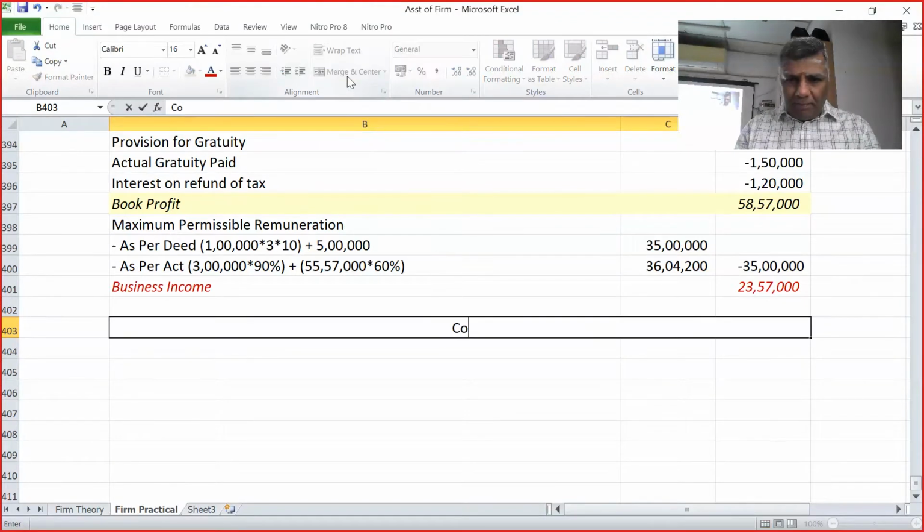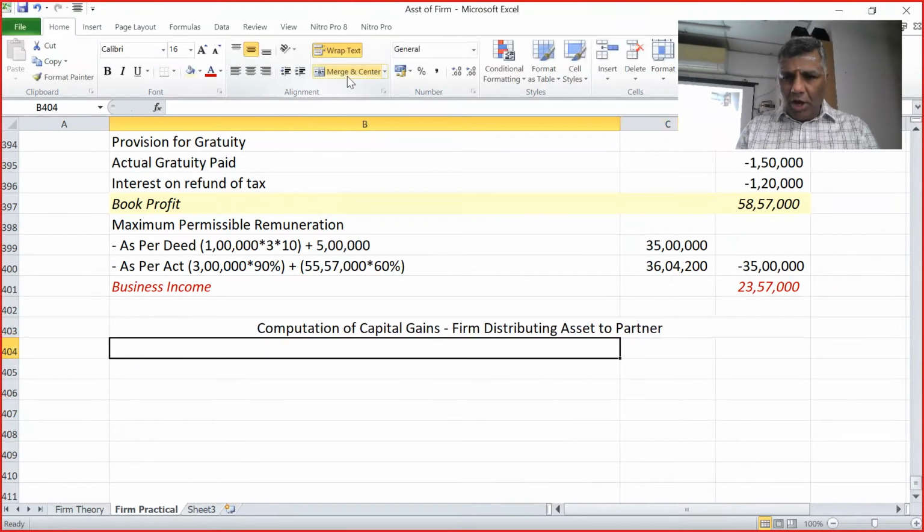Computation of capital gains, firm distributing asset to partner. We all know this is a transfer, because liquidation of a company and distribution of asset to members is not taxable in the hands of the company. It is taxable in the hands of shareholders. Dissolution or partition of a HUF is not taxable, whereas dissolution of a firm is taxable.